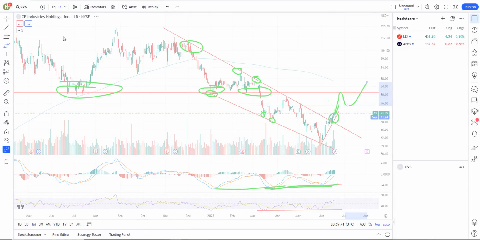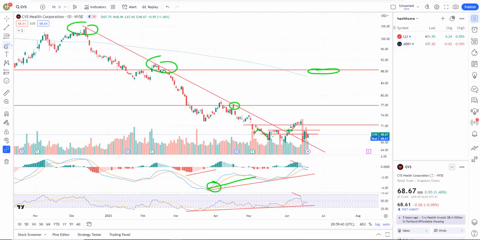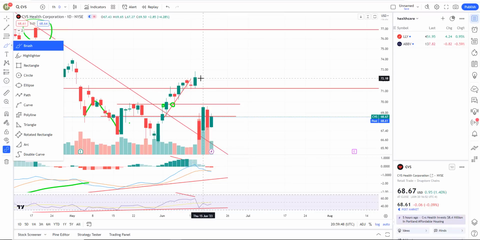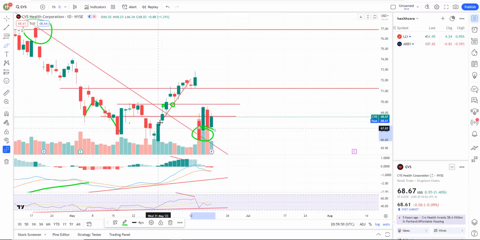CVS Healthcare. This one, you have a downward channel. You can see all the reactions. We have a breakout and we have a back test. And that's all that is. It's a breakout and a back test. So it's objective. It was objective right down here.